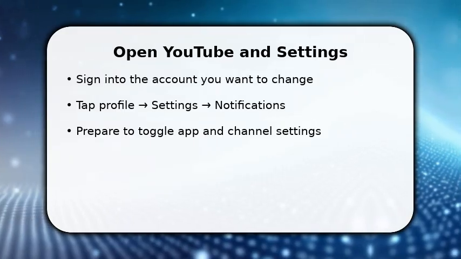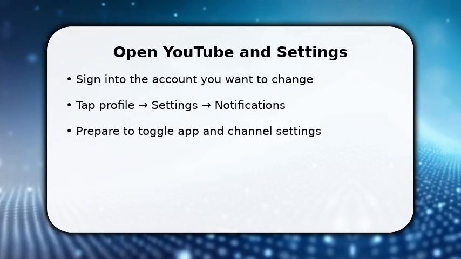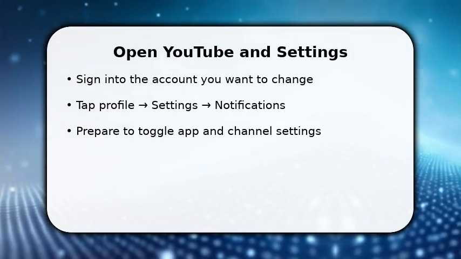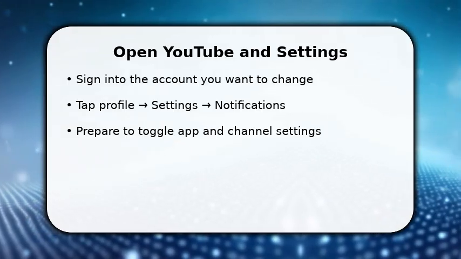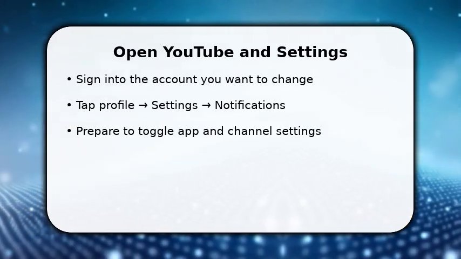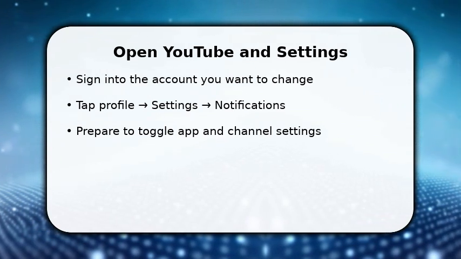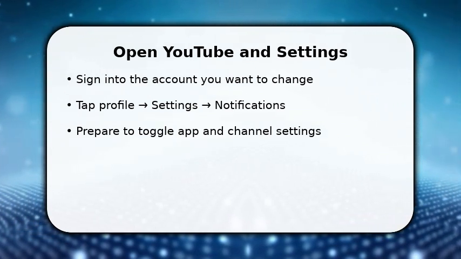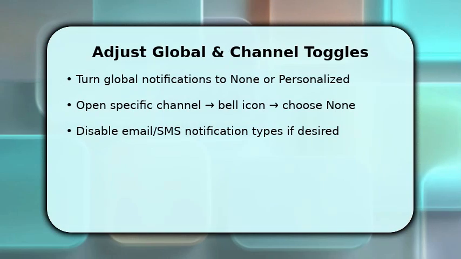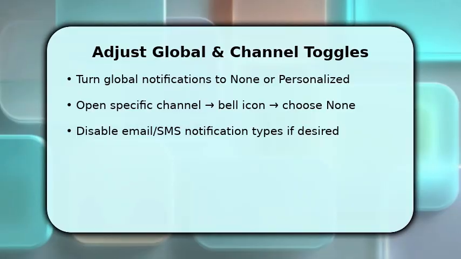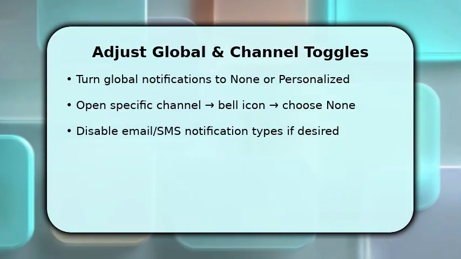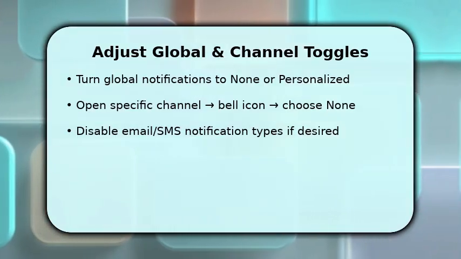Make sure mobile OS notifications aren't locked down first, then proceed to review the main switches. All, personalized, and none. From here, you'll turn off broad sources before adjusting per channel options. So begin by locating those primary toggles now. Now focus on the middle steps. Change the global YouTube notification preference to none or a minimal personalized setting to cut most alerts.